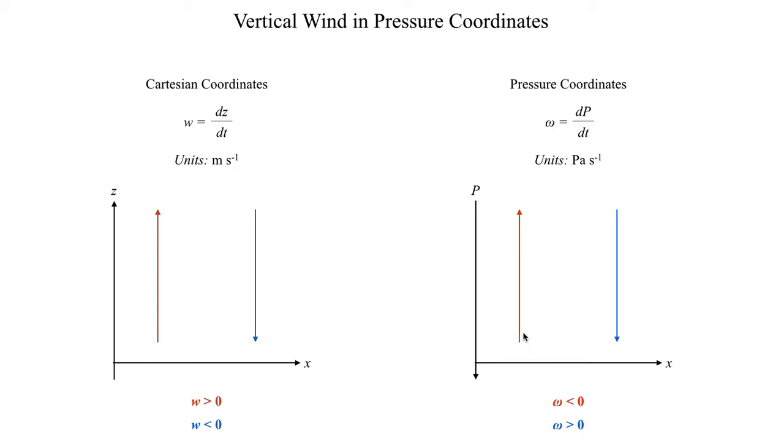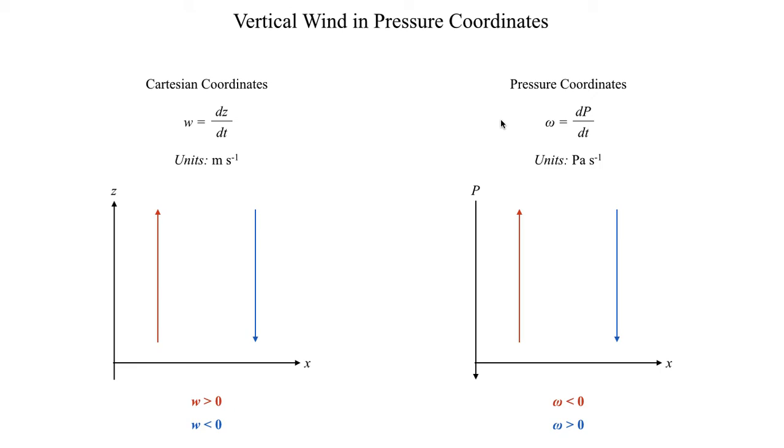If we have rising motion, that means our pressure is decreasing because we're going towards higher elevations where the pressure is lower. So our pressure is decreasing, hence omega is negative. And in the case of sinking motion, we're going from lower values of pressure to higher values of pressure, so our pressure is increasing, which corresponds to a positive value for omega.